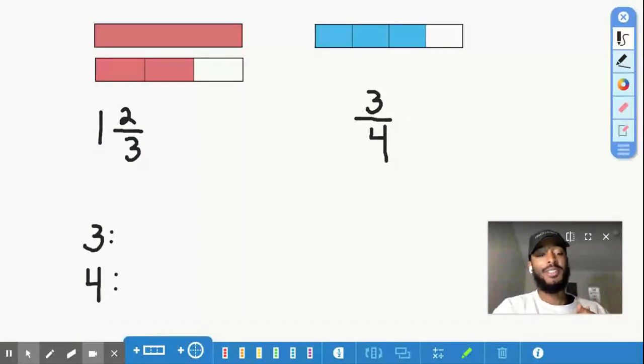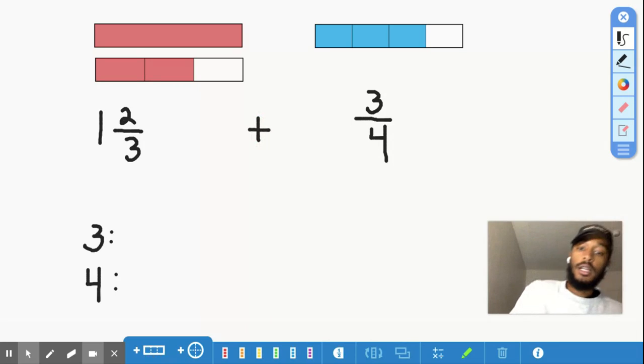So ladies and gentlemen, today I'm going to show you how to use the fraction bar models to add mixed numbers and also fractions. So taking a look at my screen, you see 1 and 2/3. When you have a whole number and a fraction next to each other like that, you say the whole number and the fraction. So we see 1 and 2/3. And on the right-hand side in blue, we see 3/4. So what we want to do, we want to add these together.